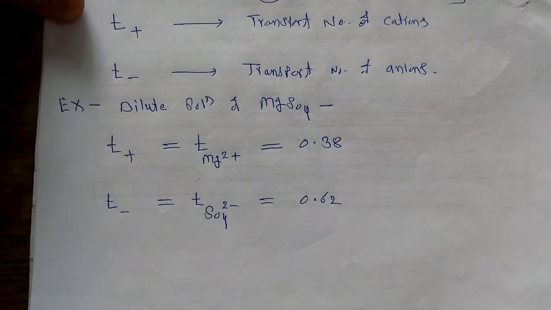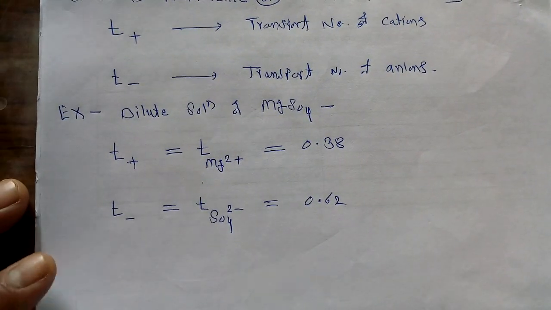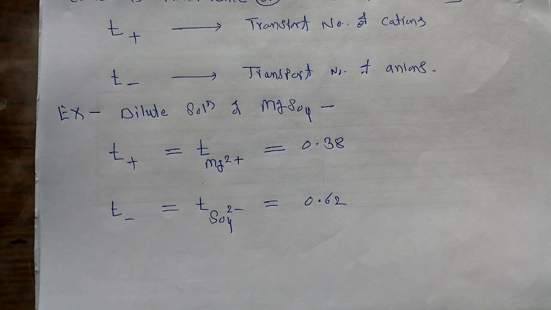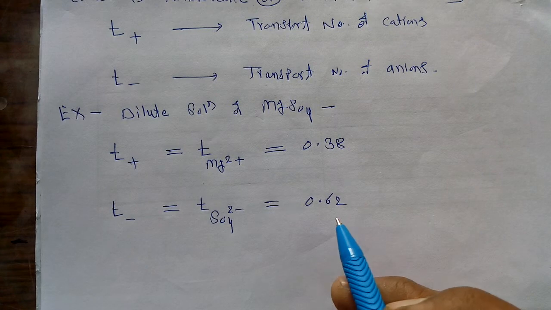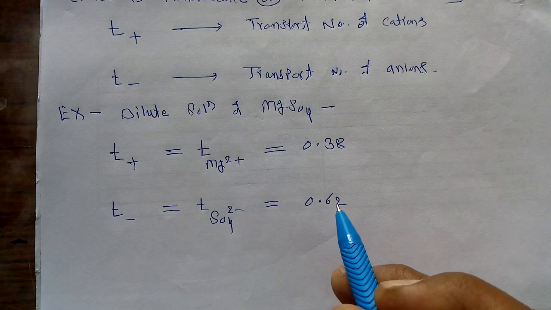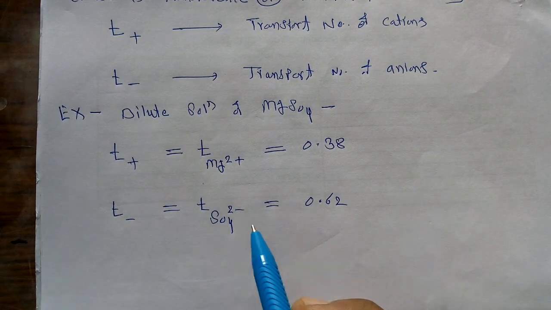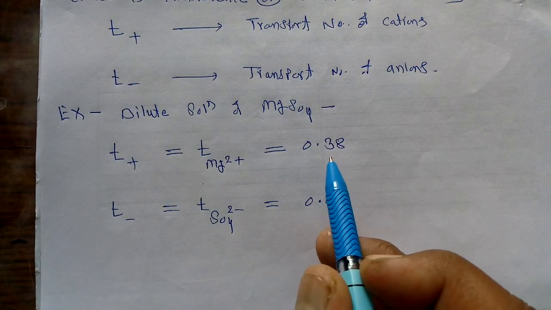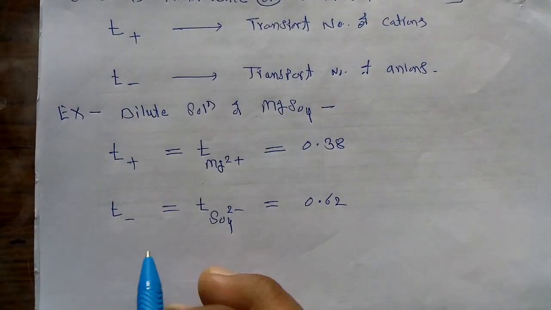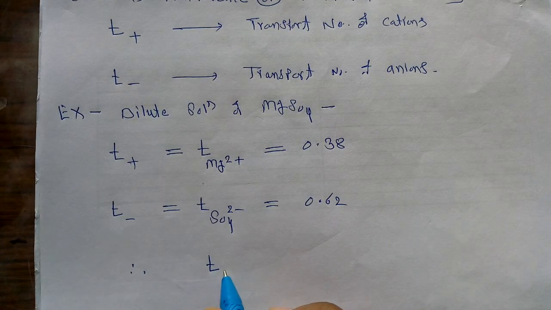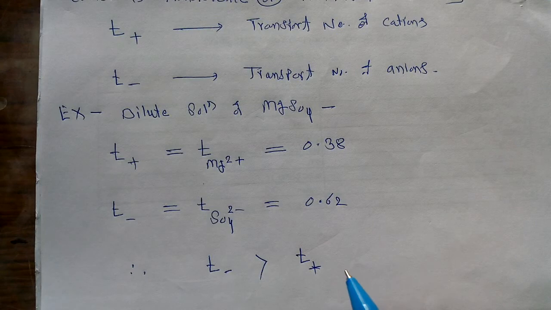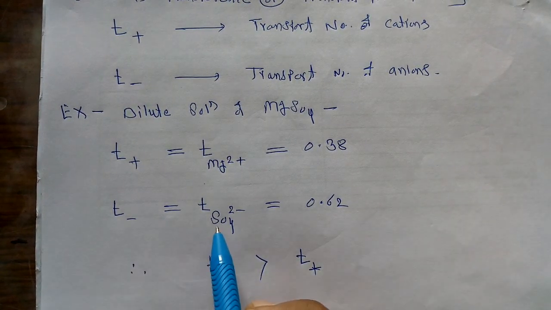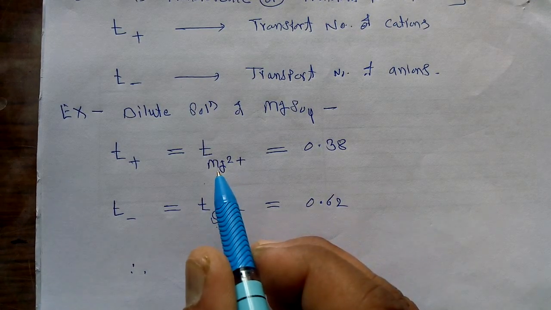If we take these two values into consideration, we can say that the transport number of this anion is more than that of the cations. So we can say that the speed, absolute velocity or mobility of the sulfate anion is more than that of the magnesium 2 plus ions. So the maximum amount of the current can be carried by the sulfate anion as compared to the magnesium ions.